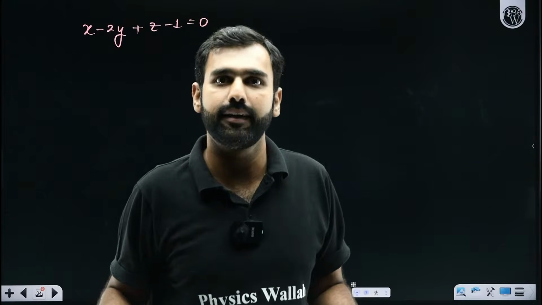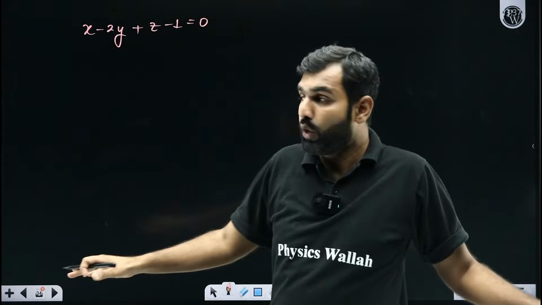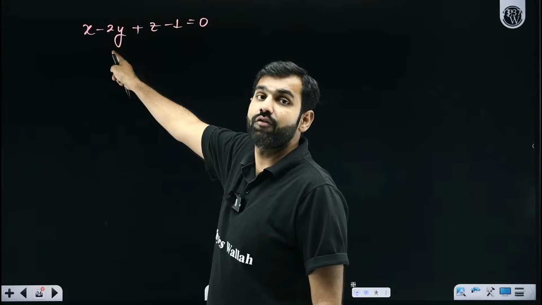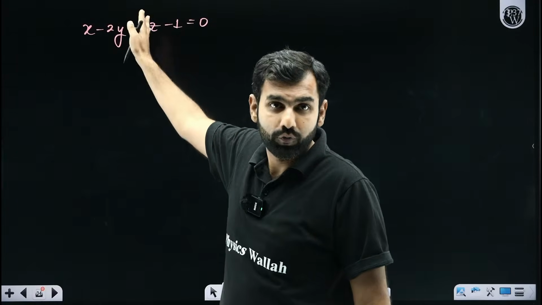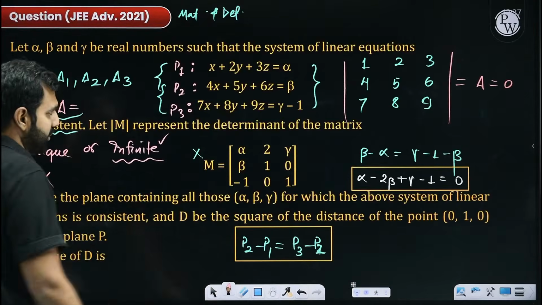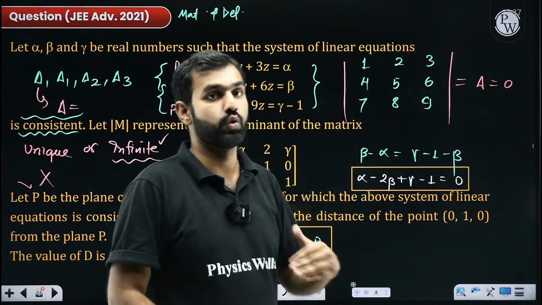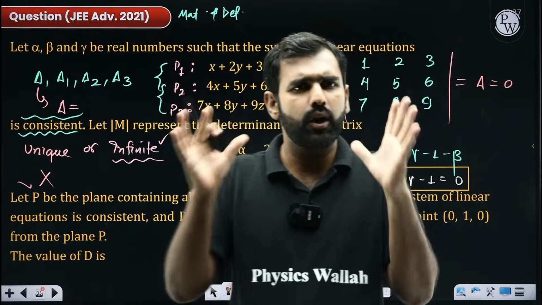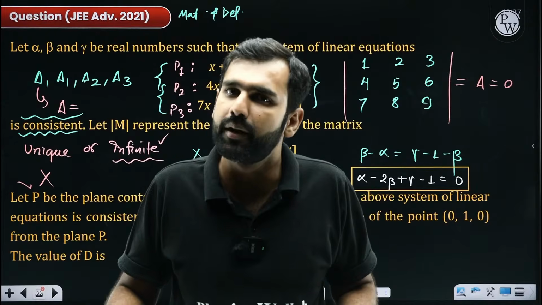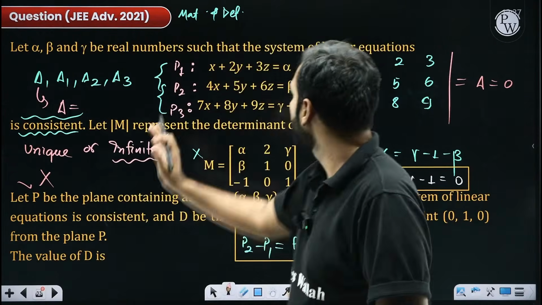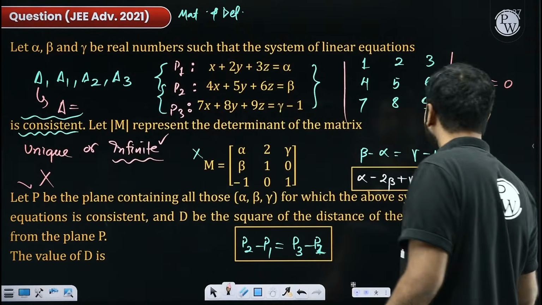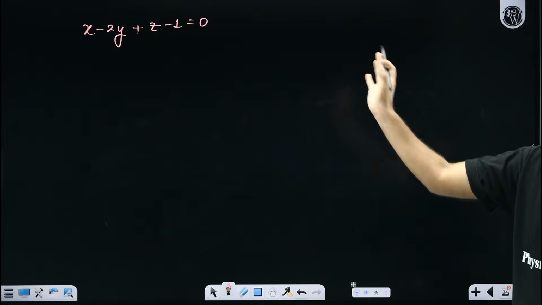Did you all get that? This is that plane which contains all of those alpha, beta, and gamma for which this system of equations will be consistent. Did you all understand this? Give me a quick thumbs up, all the participants who are watching it sincerely. Did you all get this part, that is, how do I write the equation of this plane from alpha, beta, and gamma?